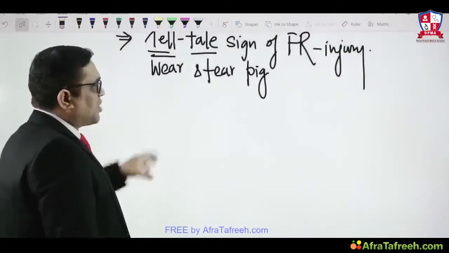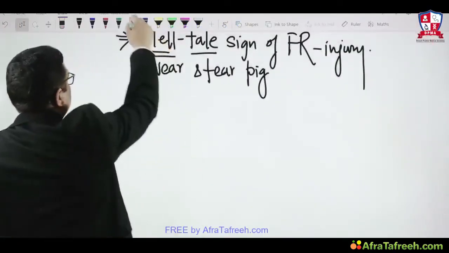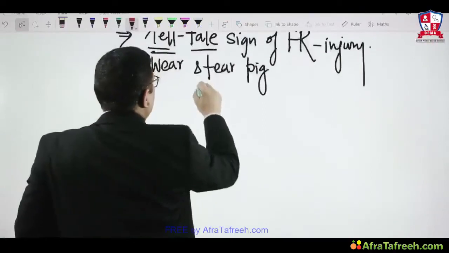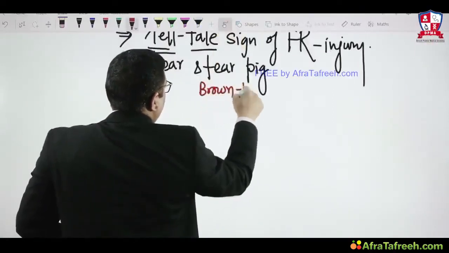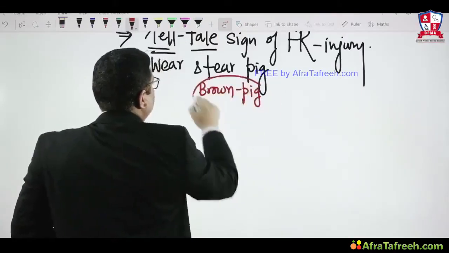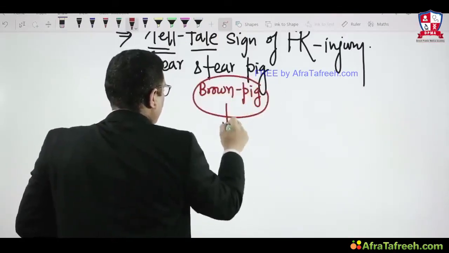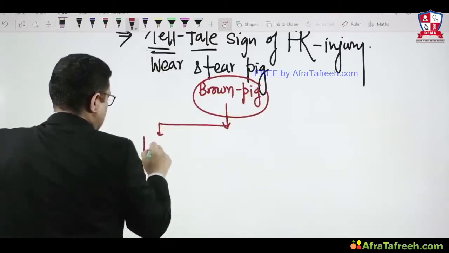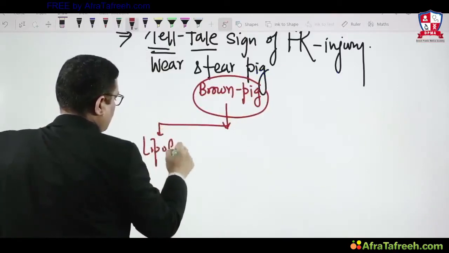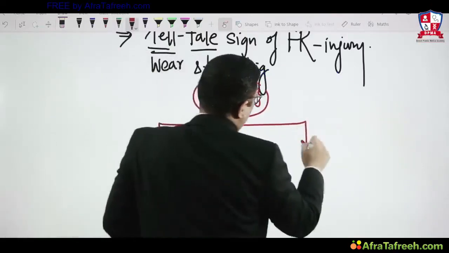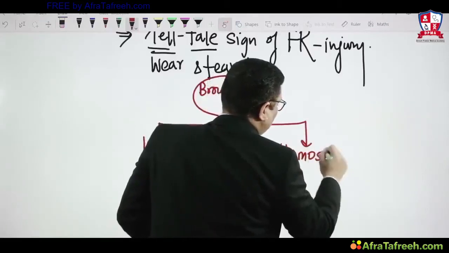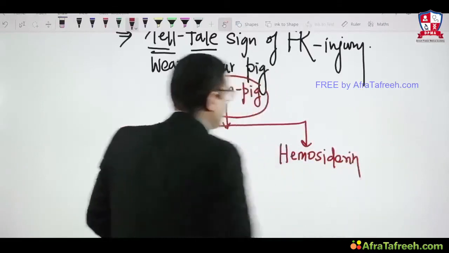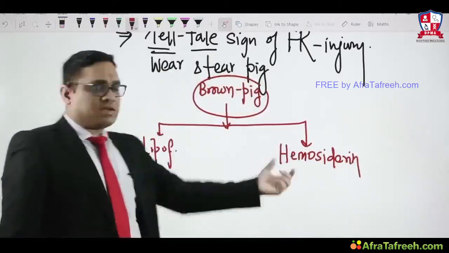So lipofuscin is a brown pigment. You remember we discussed this. Lipofuscin is a brown pigment. So the question is how to differentiate lipofuscin, the brown pigment, from another brown pigment in our human body, that is called hemosiderin, right? How do we differentiate lipofuscin versus hemosiderin?